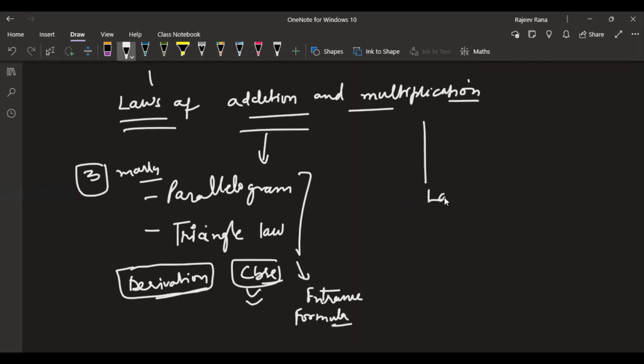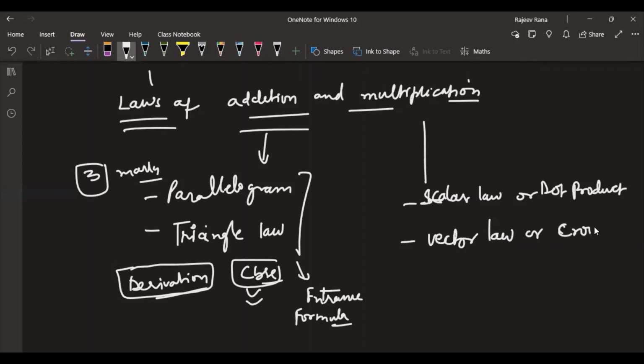For the laws of multiplication, we have the scalar law, or the name is dot product. The other one is the vector law, or cross product.